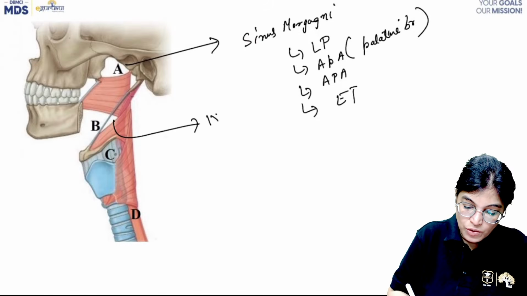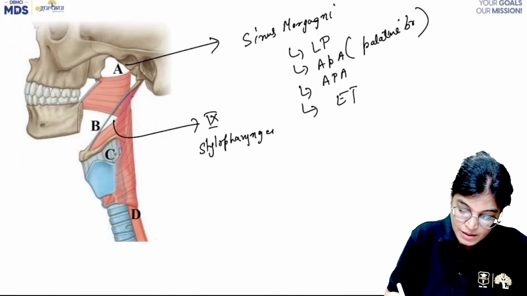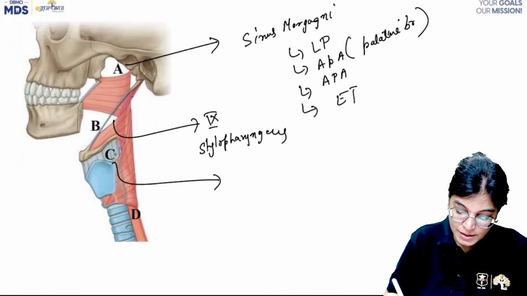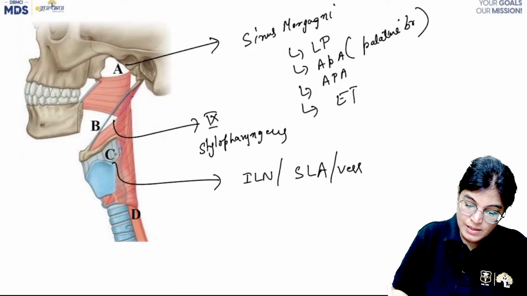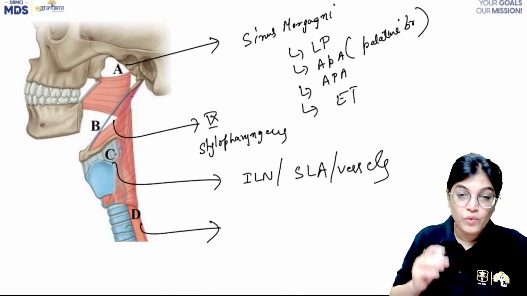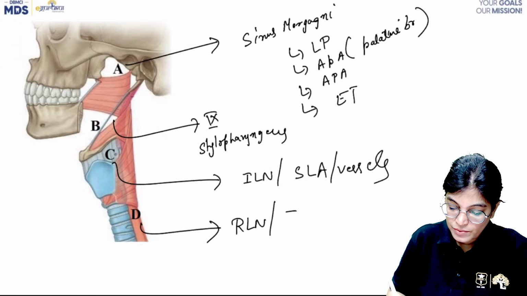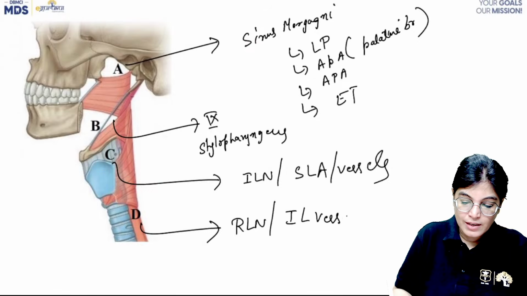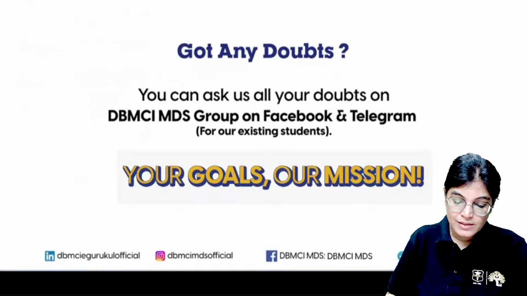Through gap B, we have the ninth cranial nerve and the stylopharyngeus muscle supplied by it. Through gap C, we have the internal laryngeal nerve and the superior laryngeal vessels. And below the inferior constrictor muscle, we have the recurrent laryngeal nerve and the inferior laryngeal vessels. So we definitely have the right answer.